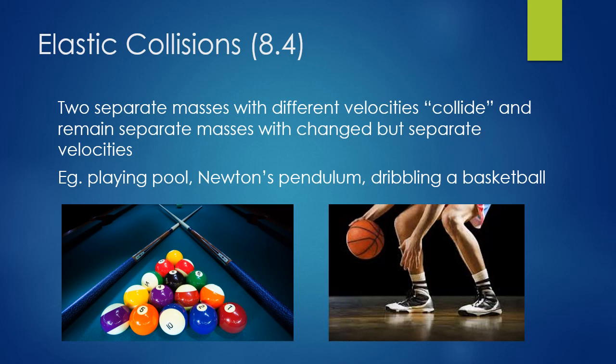Dribbling a basketball is also an example of an elastic collision. The ball hits the ground and bounces back up. They don't stick together. So the ball colliding with the ground and bouncing is an elastic collision.